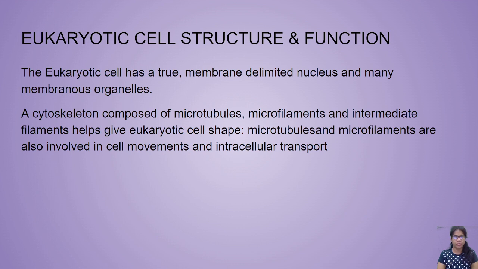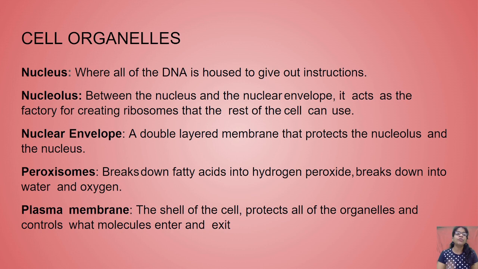Eukaryotic cells have a true membrane and membranous organelles. The cytoskeleton is mainly composed of microtubules, microfilaments and intermediate filaments, which give eukaryotic cells their shape. It also helps with intracellular movement and transport of materials. So what are the cell organelles present in eukaryotes?